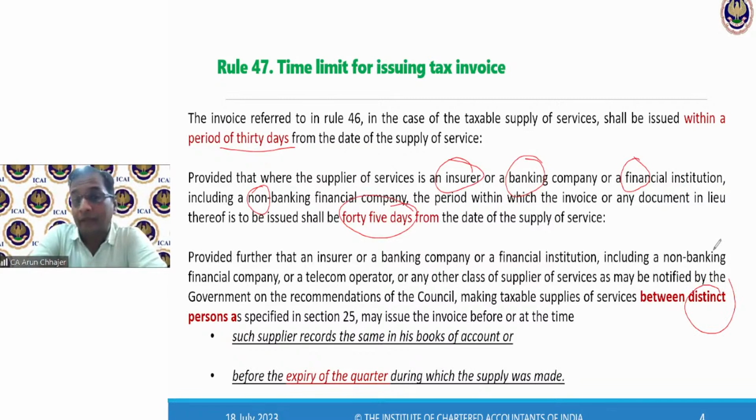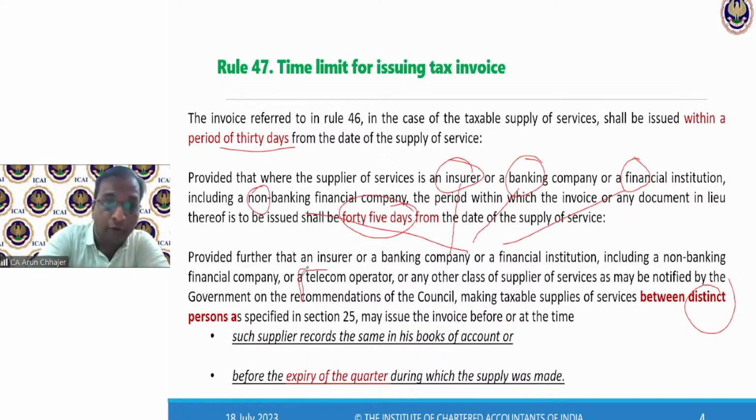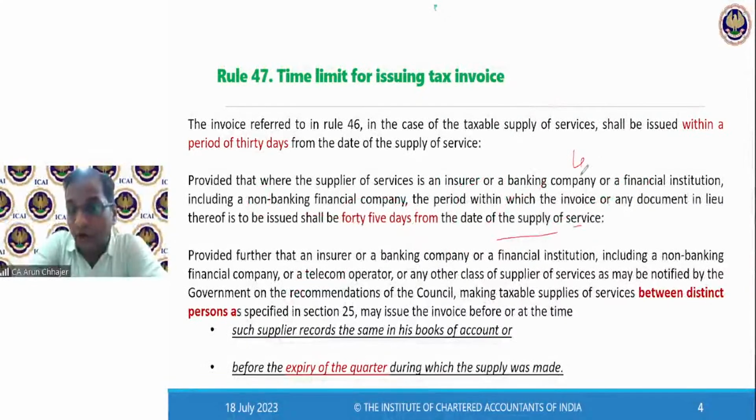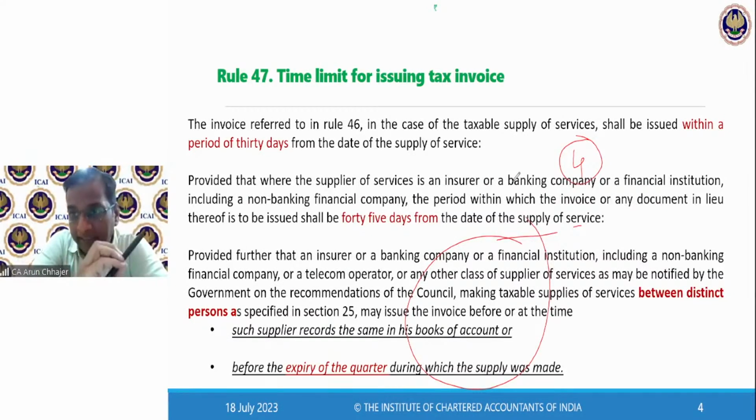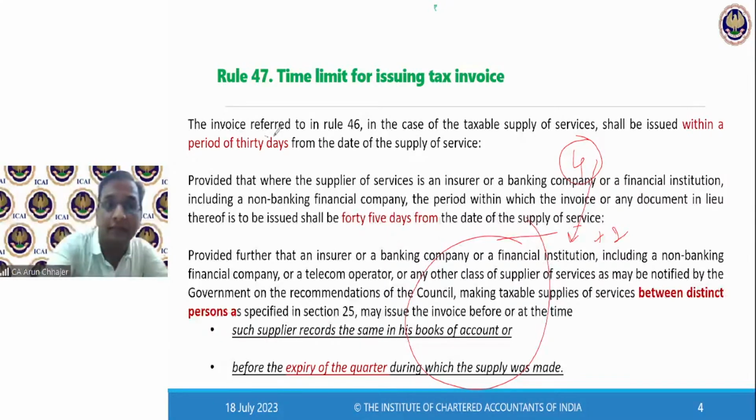Third category: again you will find all these names, banking, financial institution, NBFC, insurance, plus one more name is added, that is telecom operator. In the 45 days provision, the telecom operator is not added. But in this case, the 4 names are the same plus one, telecom operator. So if I ask the normal question, what is the time limit to issue the tax invoice for a telecom operator, then you will say 30 days.